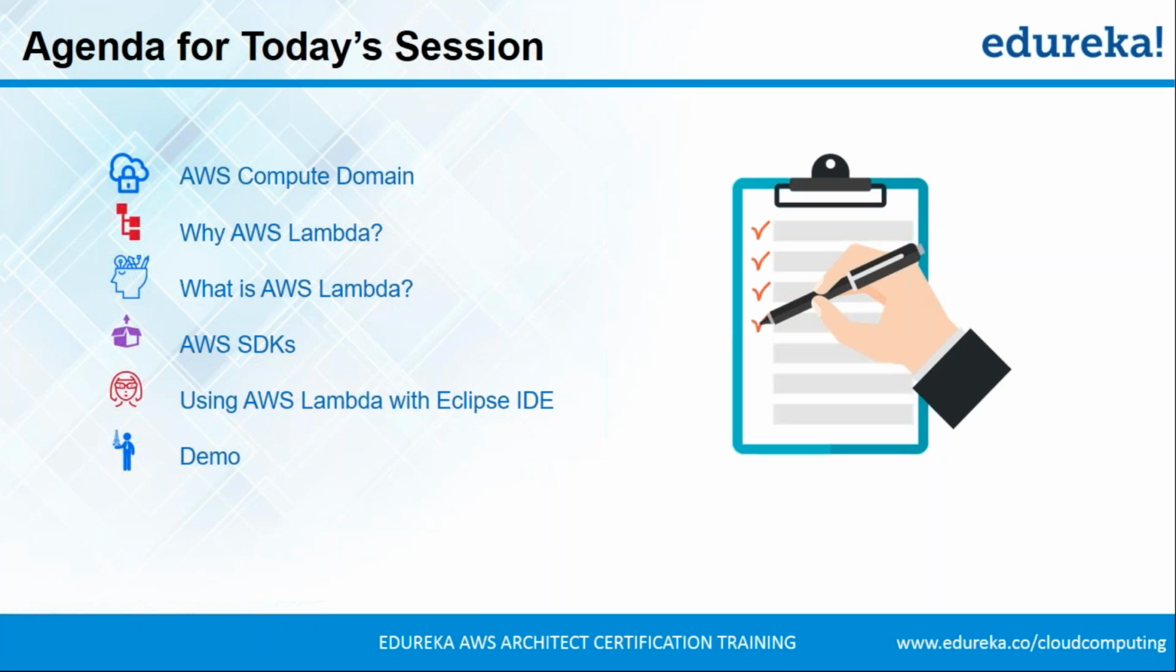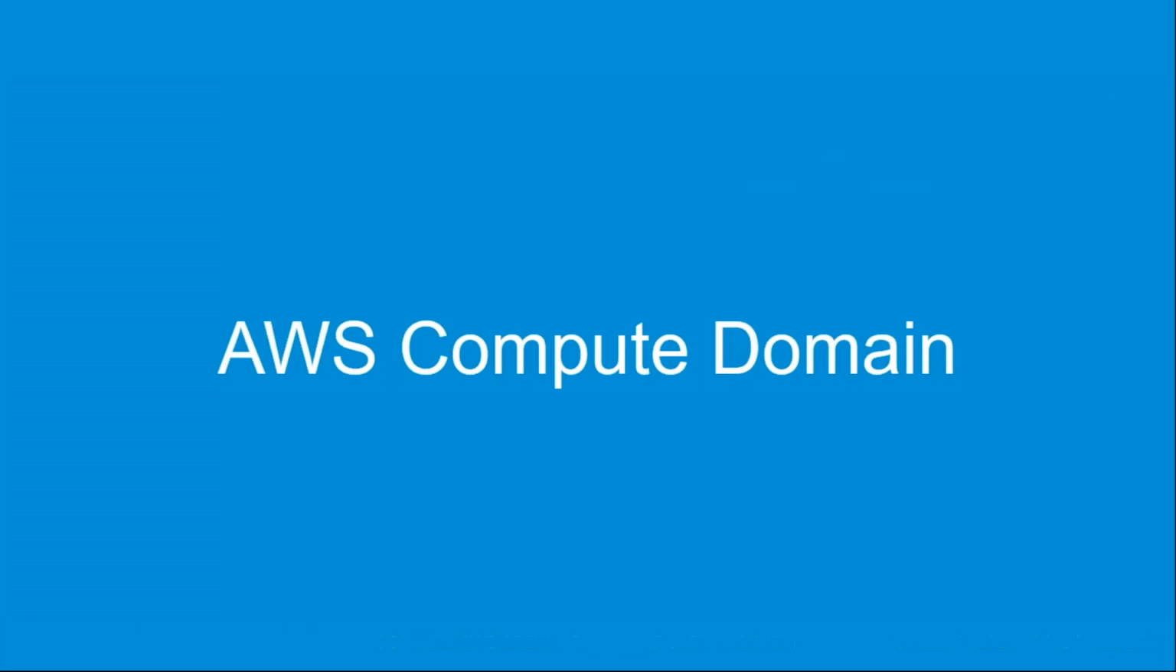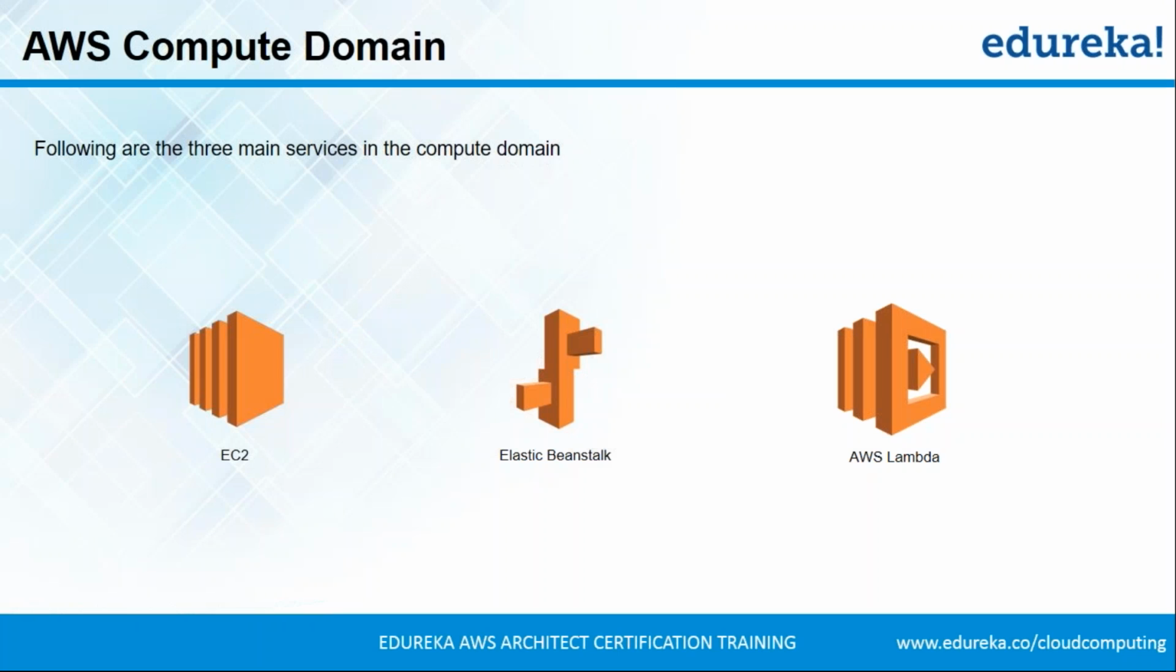Since most of you are clear, let's move on to the first topic of today's discussion, that is the AWS Compute Domain. The main services under this domain are EC2, Elastic Beanstalk, and AWS Lambda. Among these three, the most important service is EC2. EC2 is basically just like a raw server. It is like your personal computer that you're working on remotely. It can install any kind of operating system of your choice, which is supported by the AWS infrastructure.